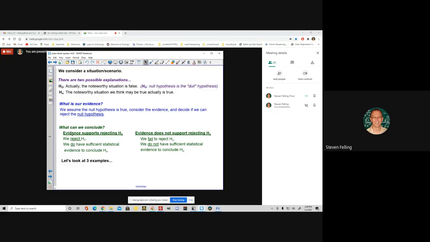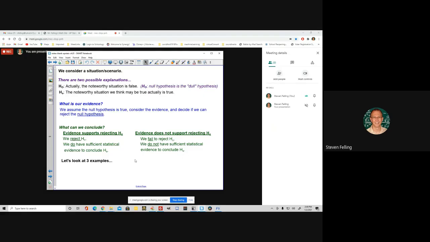If the evidence we have supports rejecting the null hypothesis, then we first make a sentence that says we reject the null hypothesis. And then we have a second sentence that says we therefore do have sufficient statistical evidence to conclude the alternate hypothesis is true. On the other hand, if the evidence does not support rejecting the null hypothesis, then in the first sentence we say we fail to reject the null hypothesis, and in the second sentence, we do not have sufficient statistical evidence to conclude HA.